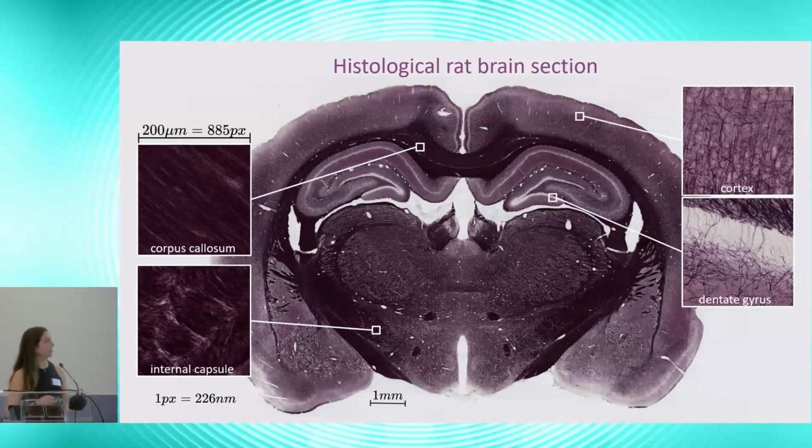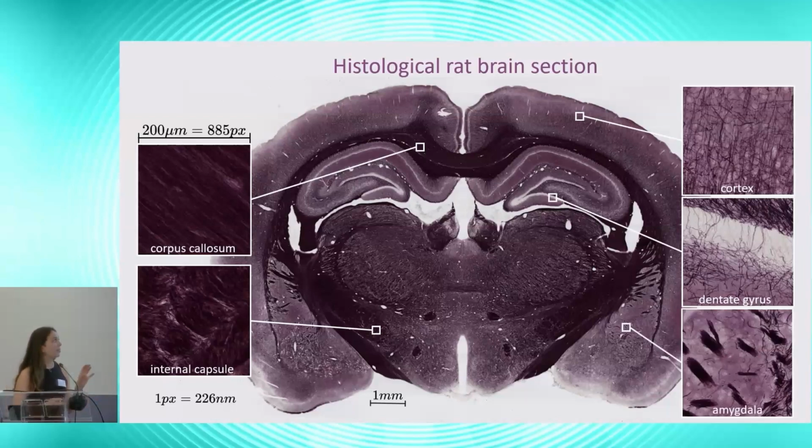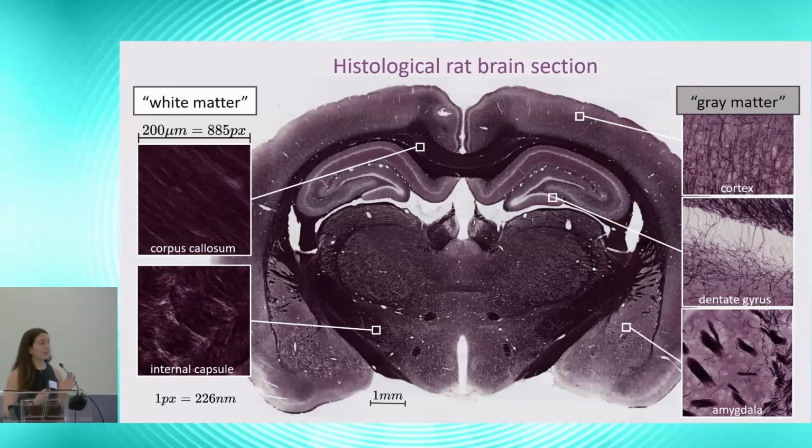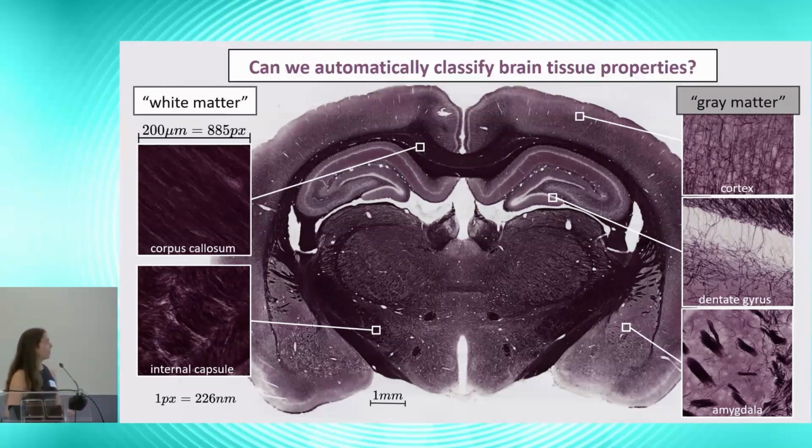We have other areas like cortex, dentate or amygdala, in which the myelin content is less, and the axonal distribution is just completely different. I want to point out that those are the two big groups called white and gray matter. People that work with myelin staining usually look at the myelin intensity. Maybe they do analysis on the anisotropy in specific regions of interest. But the question is if we can go beyond that, and automatize this classification of brain tissue, not just by myelin content, but taking also into account the tissue arrangement itself.